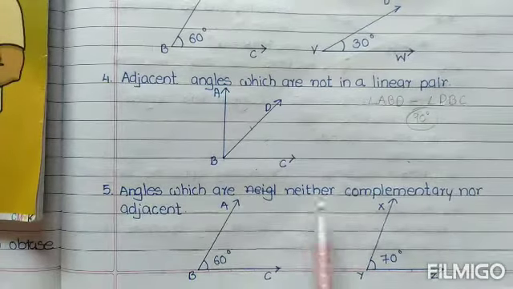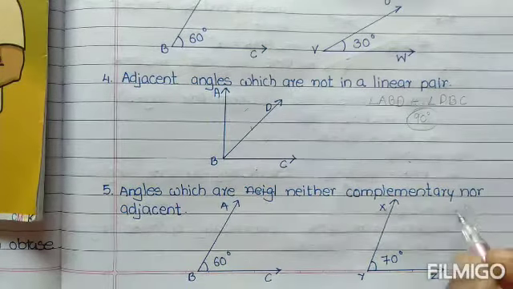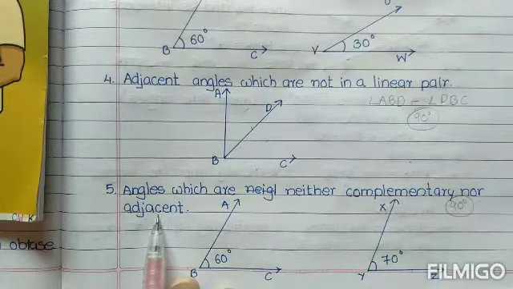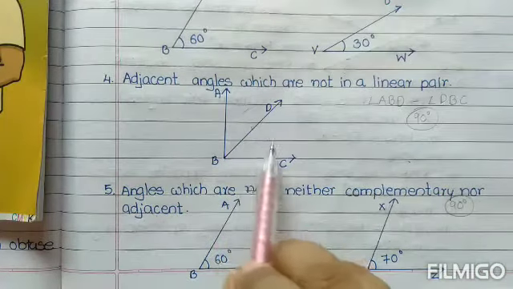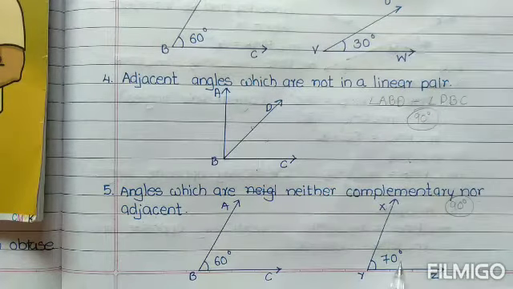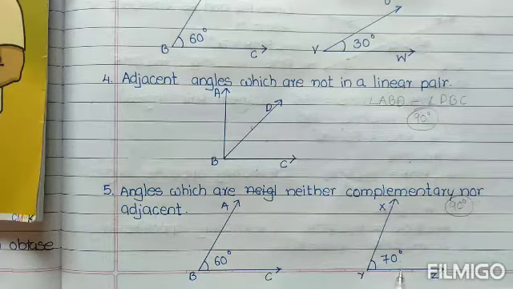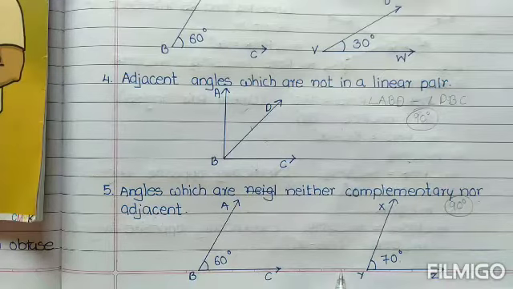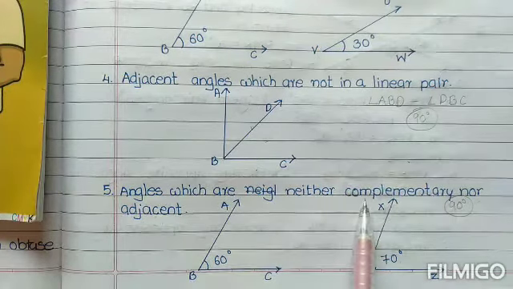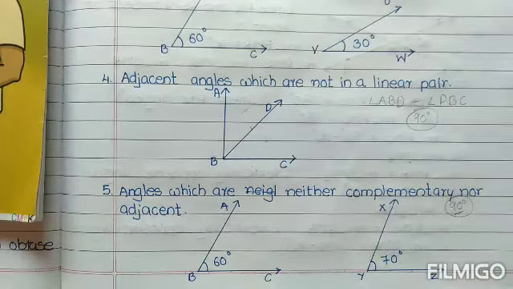Angles which are neither complementary nor adjacent. Complementary means the sum must be 90 degrees, and not adjacent means one arm common with different interior parts is not satisfied. So I can draw any two angles, whether acute, obtuse or right angle, two different angles with different measurements, but they should not be complementary, so the sum should not become 90 degrees.